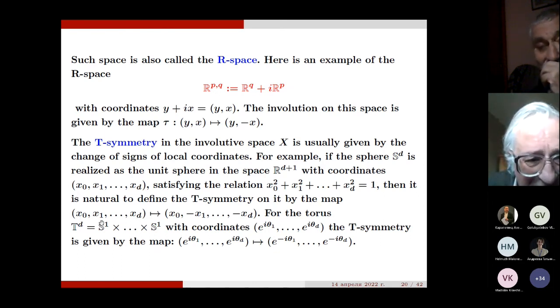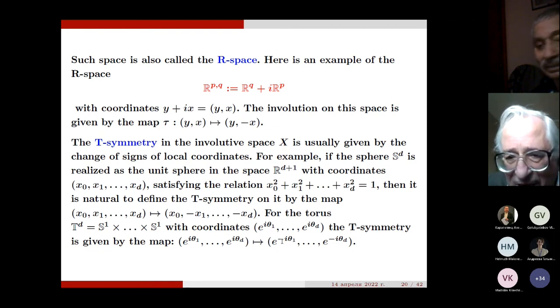We just leave x_0 as it is, and we change the signs of x_1, ..., x_d to minus x_1, ..., minus x_d. For the torus, if we consider the torus given by coordinates e to the power i theta_1, ..., e to the power i theta_d, then the T-symmetry is given just by changing all the signs of these thetas.